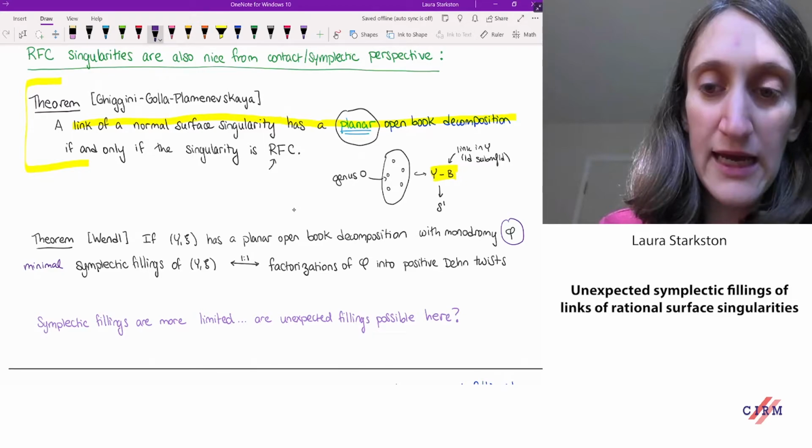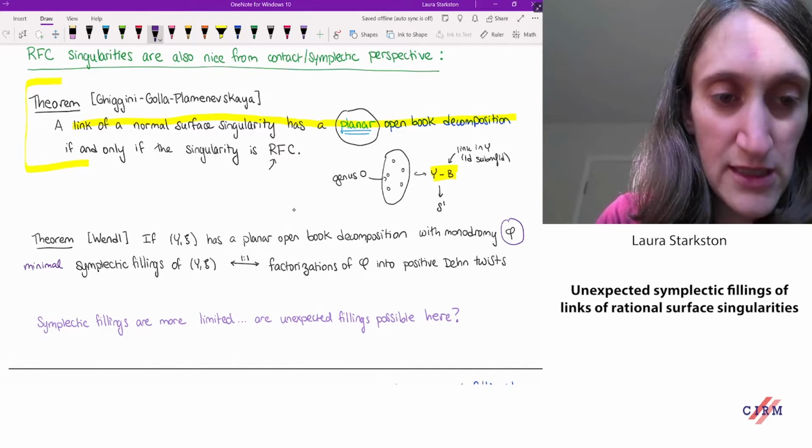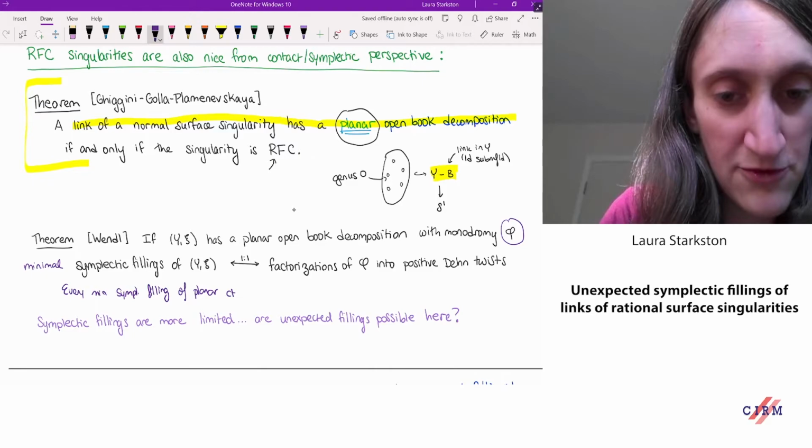Another way to think about this is every minimal symplectic filling of the planar contact manifold has a planar Lefschetz fibration whose boundary is that particular open book.